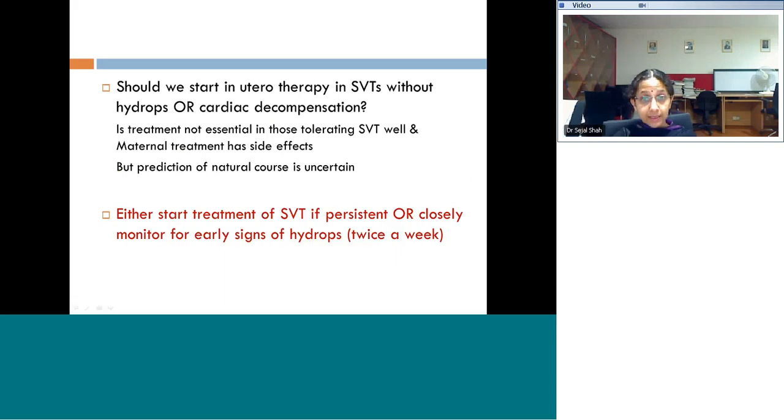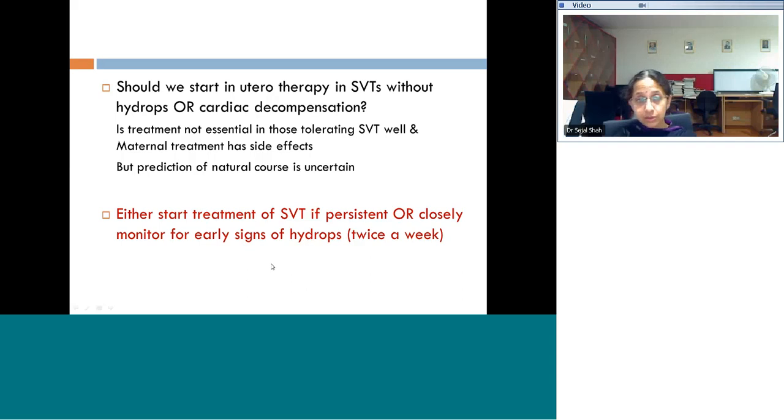So should we start in utero treatment for all SVTs without hydrops? Now, some people believe that treatment is not essential if the SVT is well tolerated, because the maternal medications are going to have side effects. However, the prediction of the natural course is difficult, and hence the wisdom is you start treatment if SVT is persistent, or if you're not starting treatment, please monitor them very closely for early signs of hydrops.